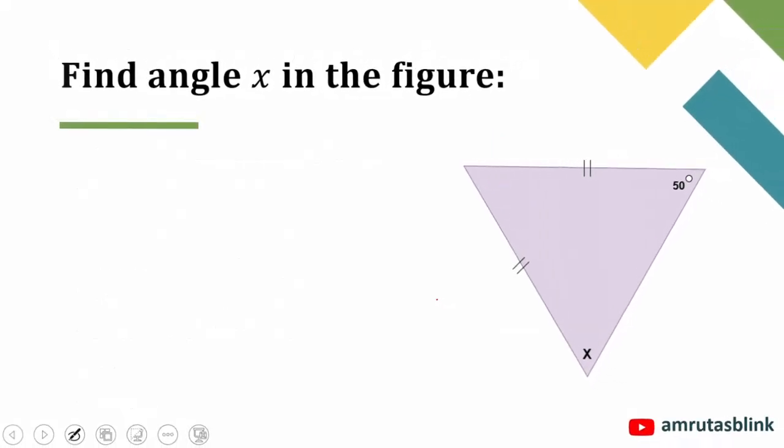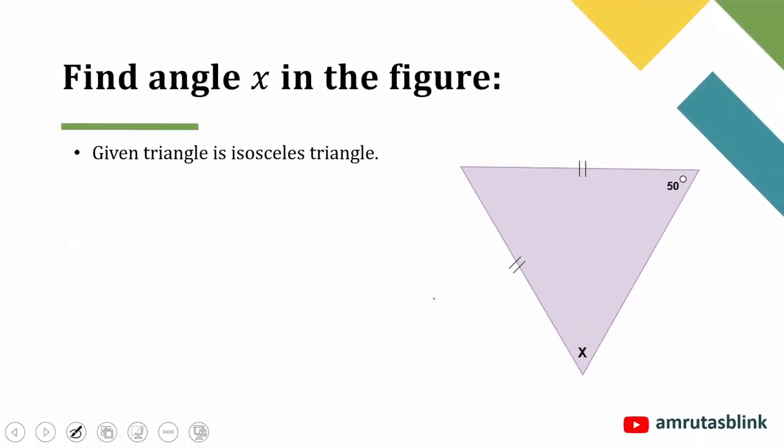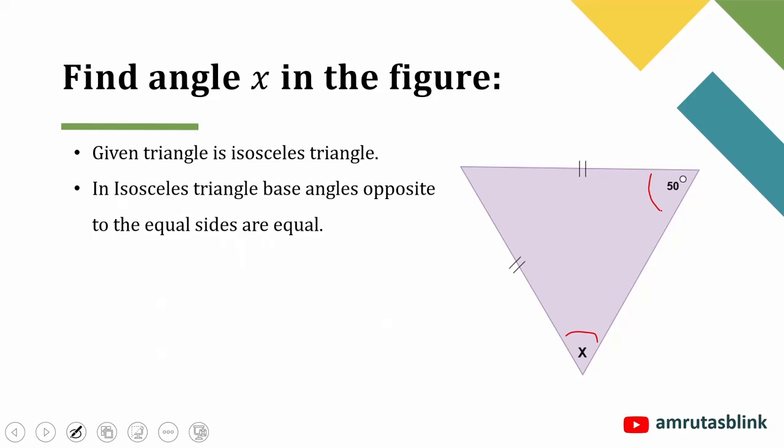Find angle X in the figure. Given triangle is an isosceles triangle as two sides are equal. In an isosceles triangle, base angles opposite to the equal sides are equal, and hence X is equal to 50 degree.